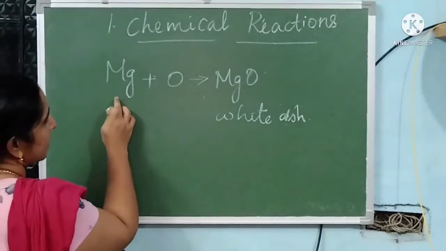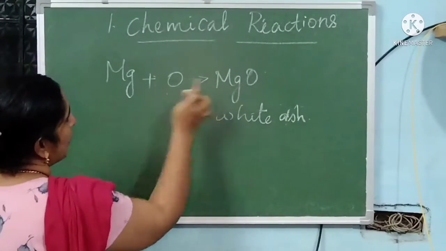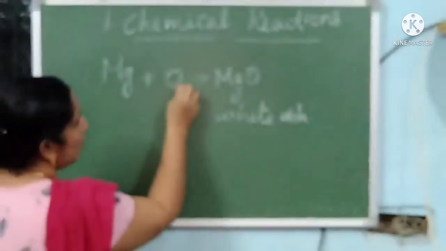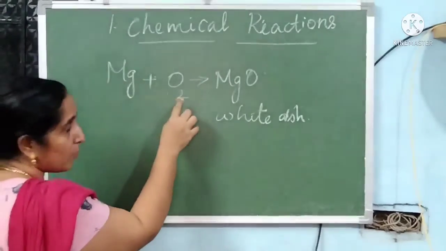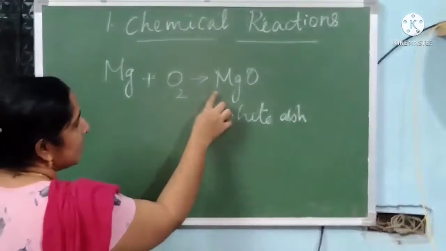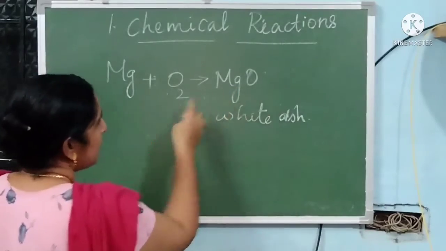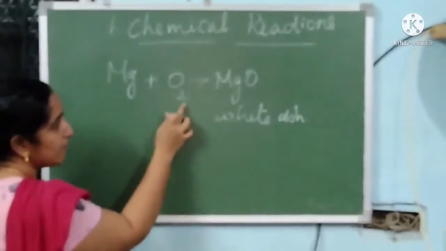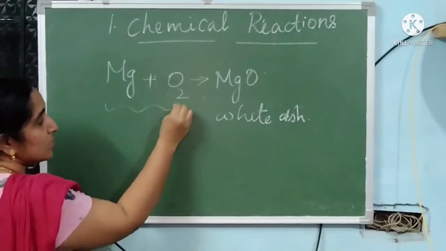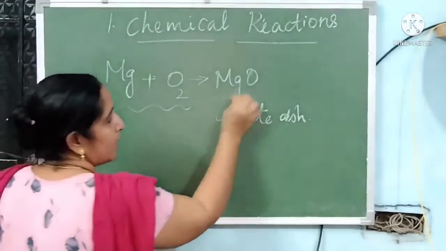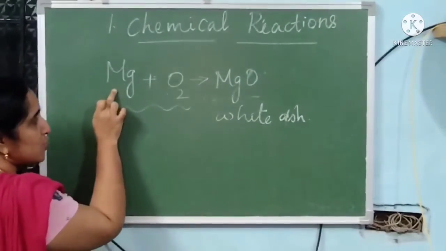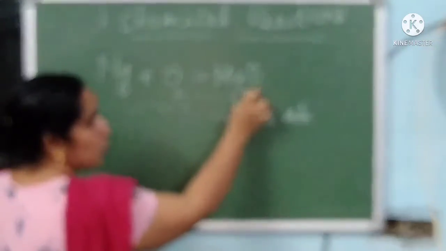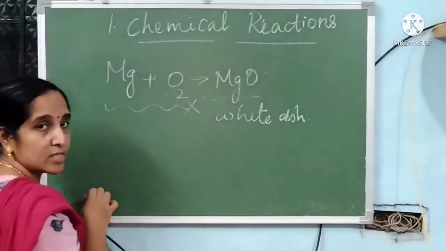So in this reaction, Mg plus O gives MgO. Mg is magnesium and O is oxygen. Suppose Mg reacts with O2, which is also a molecule of oxygen. Then the final product is MgO. But this is an unbalanced equation. Here we have to follow the law of conservation of mass. The sum of the reactants is equal to the products. Here magnesium is 1, here also 1. The oxygen is 2, but here it is 1. So this does not obey the law of conservation of mass.